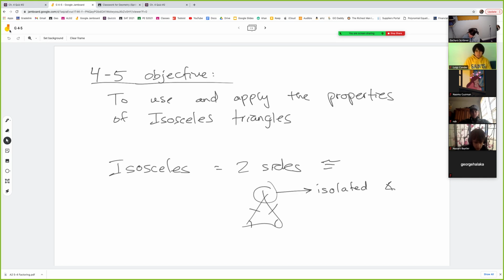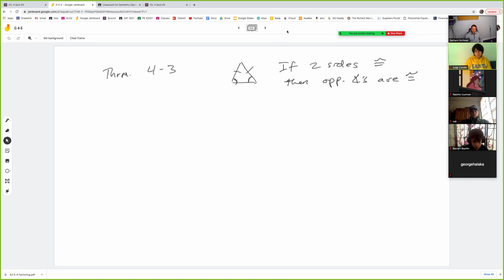Okay? So it says if two sides are congruent, then the opposite angles are congruent. All right? That's what I'm showing here. If the sides are congruent, then the angles are congruent. Okay? All right. Next up, we've got theorem 4.4.